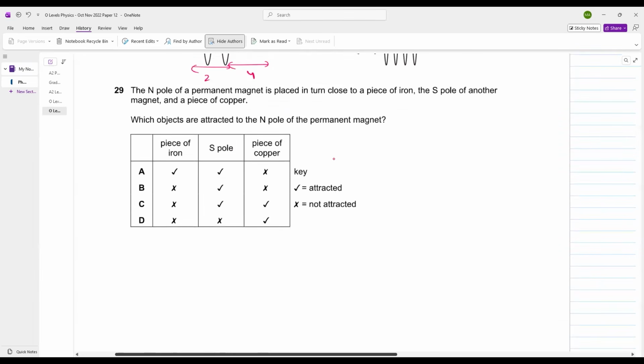Okay. The north pole of a permanent magnet is placed in turn close to a piece of iron, the south pole of another magnet, and a piece of copper.